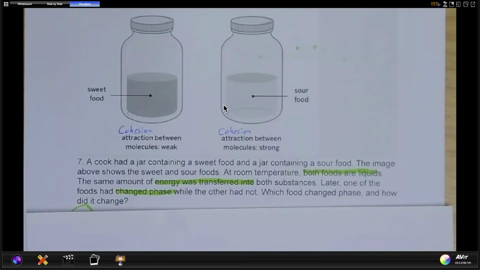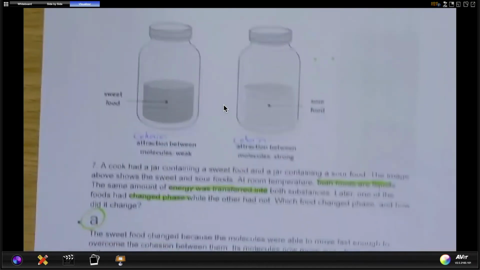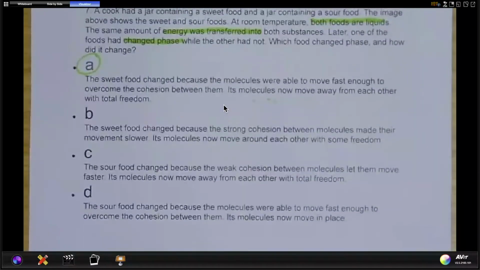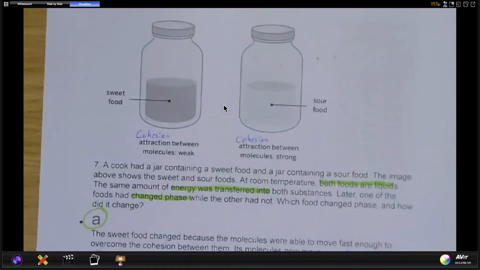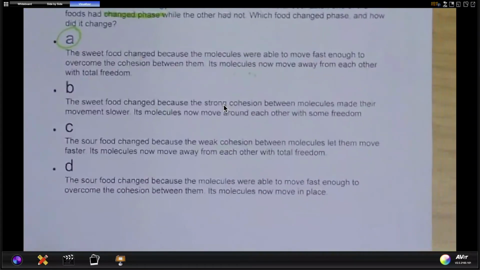Again, really kind of the same thing we did with the alcohol and water in class. So if we look at our answers here, again, we'll look at our possibilities. Notice we should be able to throw out C and D because C and D says the sour food changed because of weak cohesion. But it says in the picture that the sour food actually has strong cohesion. So that can't be correct.